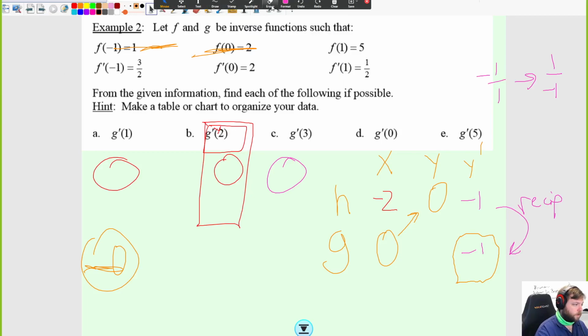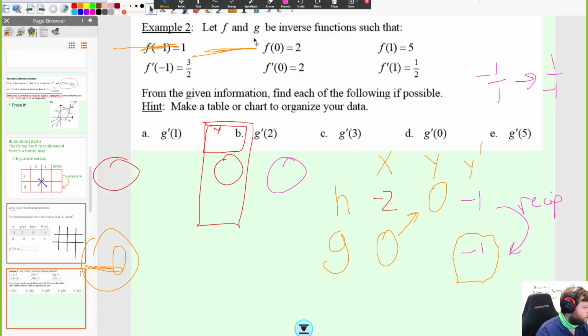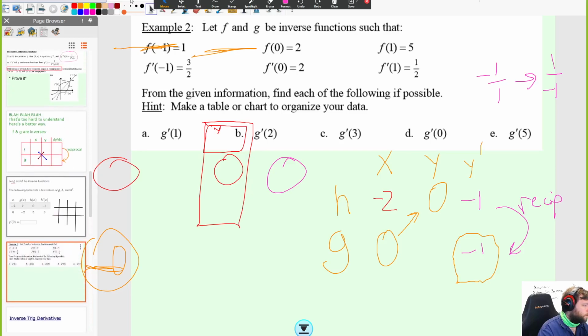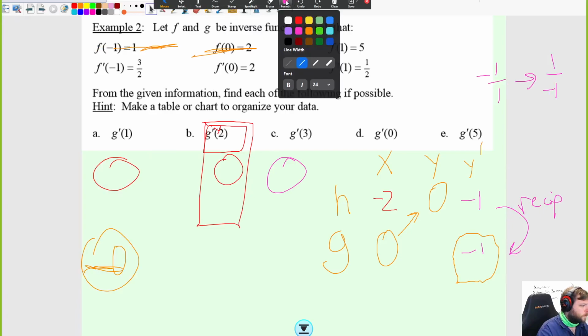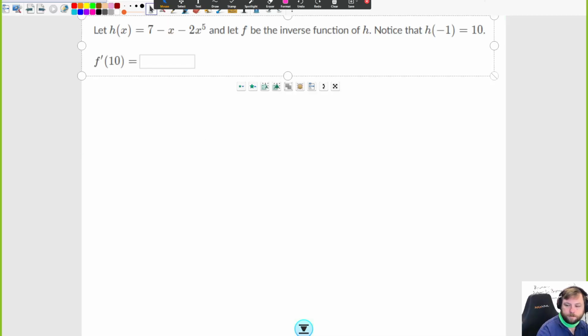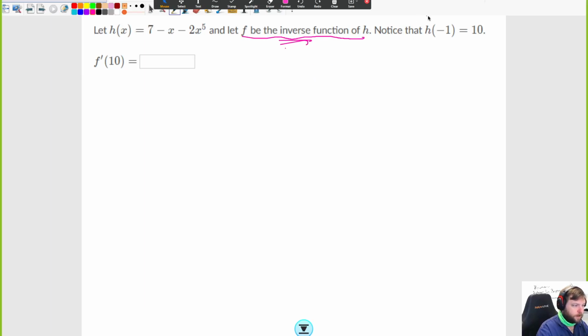So this is another way of presenting that information. How else do I do this? All right, I'm going to dig something else from Khan Academy up. So here's another example, straight from Khan Academy. So no table this time. This h is this function. Let f be the inverse function of h, so keyword here, and then some information. I want to find f prime of 10.